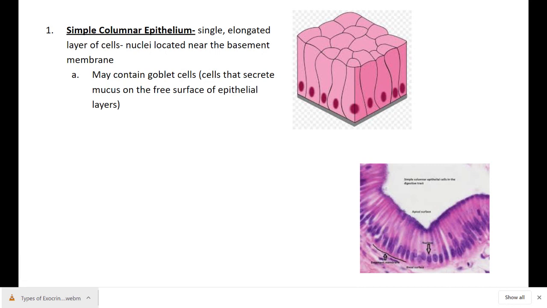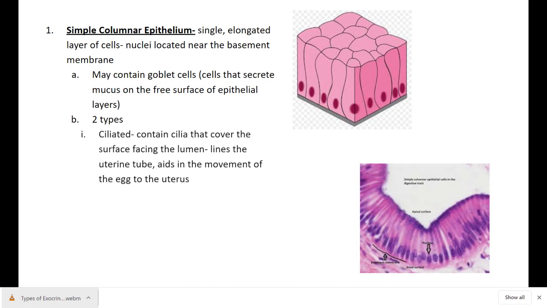They may contain goblet cells. Goblet cells are these cool cells that secrete mucus. Mucus is something we'll discuss a lot more later in the year, but it's really important. It's kind of this gross thing that people talk about, but it lubricates, moistens, and protects our tissues on the inside of our body, like in our mouth, in these places called mucous membranes.